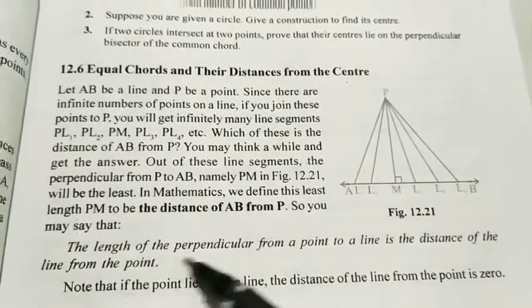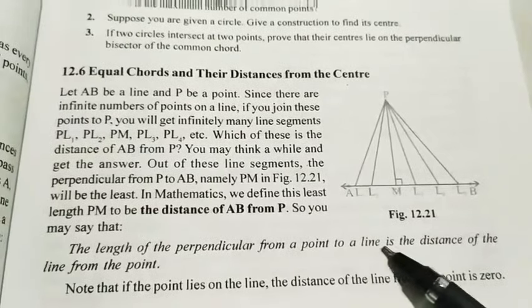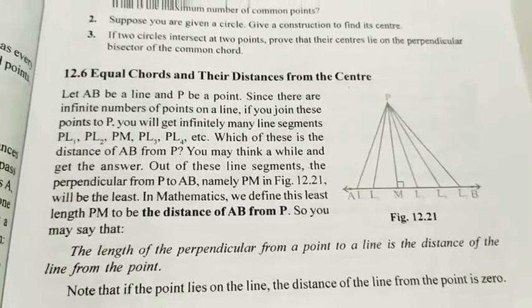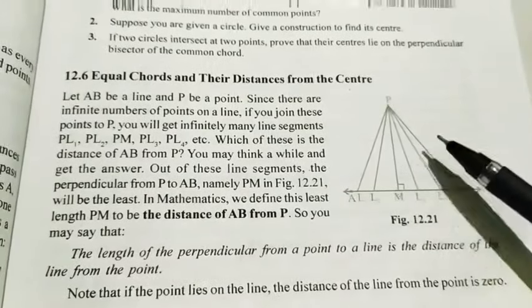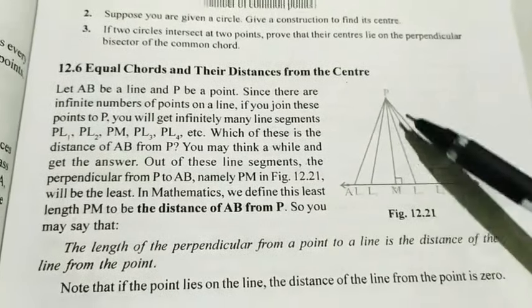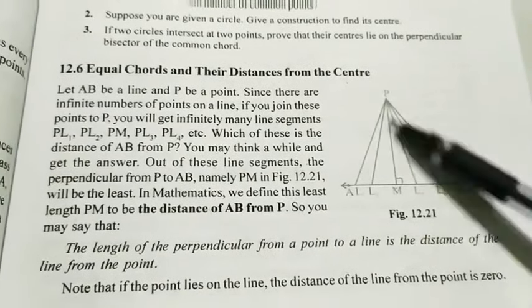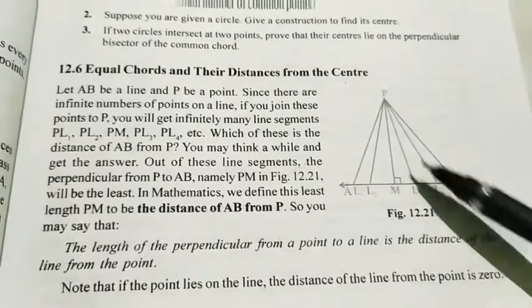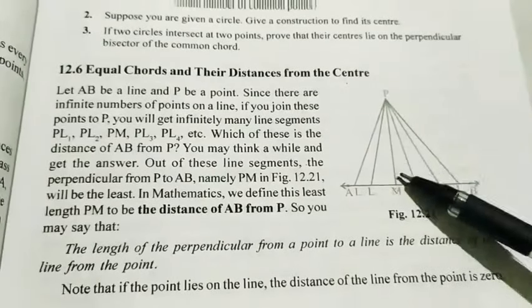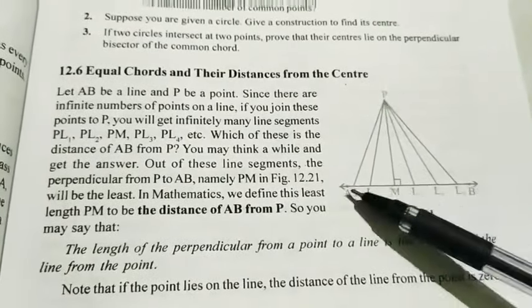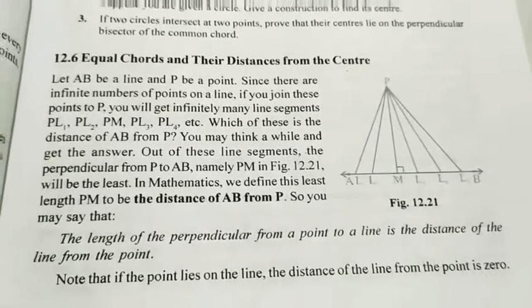So the length of the perpendicular from a point to a line is the distance of the line from the point. Here this length will be the distance from P to line AB. PM is the distance from P to line AB.